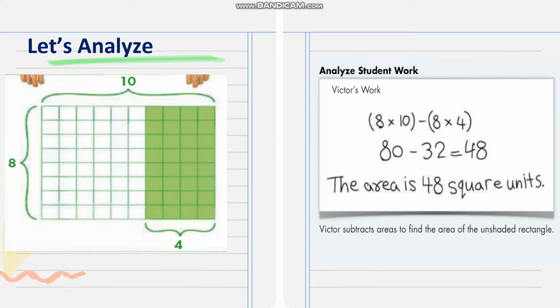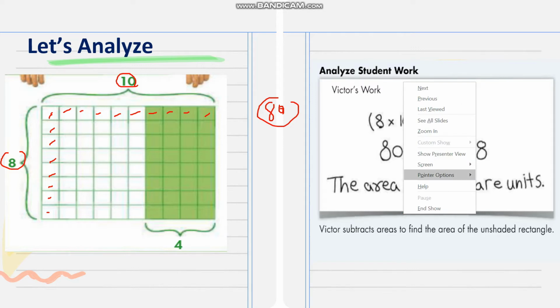Now, how are we going to find out how many squares there are for the unshaded part? As you can see, we have 1, 2, 3, 4, 5, 6, 7, 8. So there are 8 squares on this side. And on another side, we have 1, 2, 3, 4, 5, 6, 7, 8, 9, 10. To find the area of this rectangle, you simply multiply 10 multiplied by 8, and 10 multiplied by 8 is equivalent to 80. This 80 means you have 80 square units, both shaded and unshaded part.